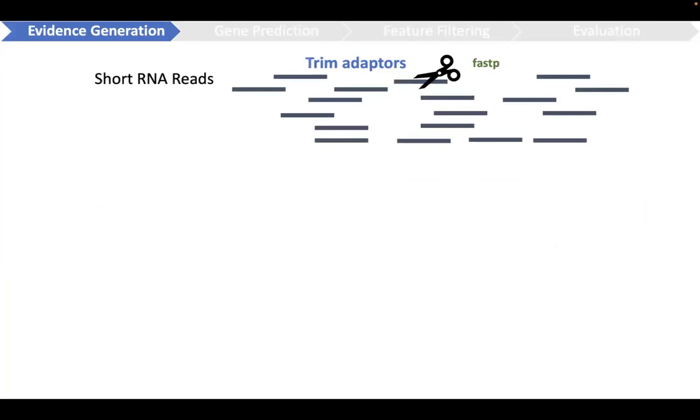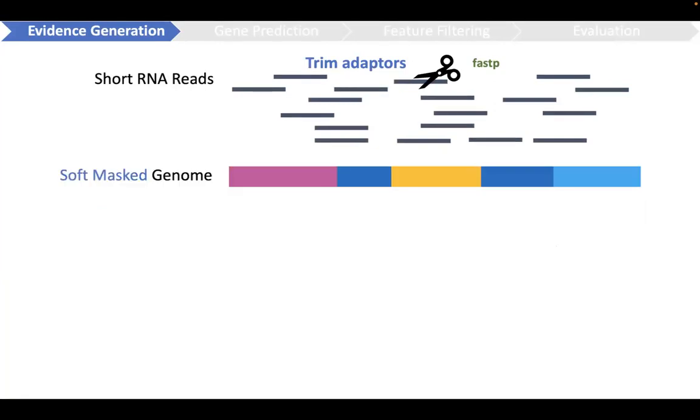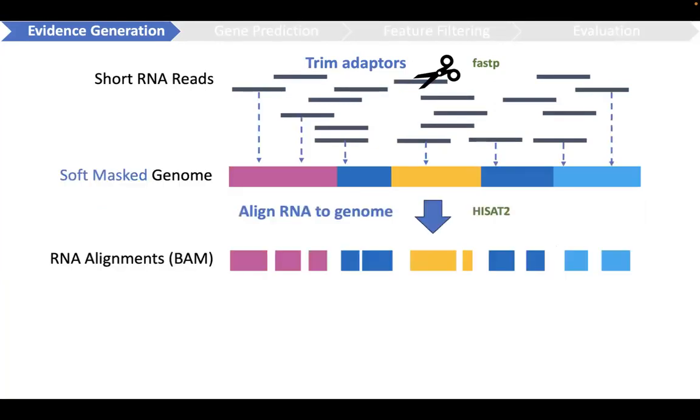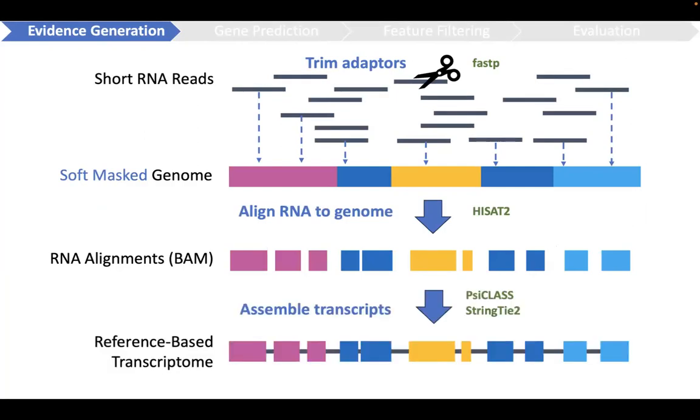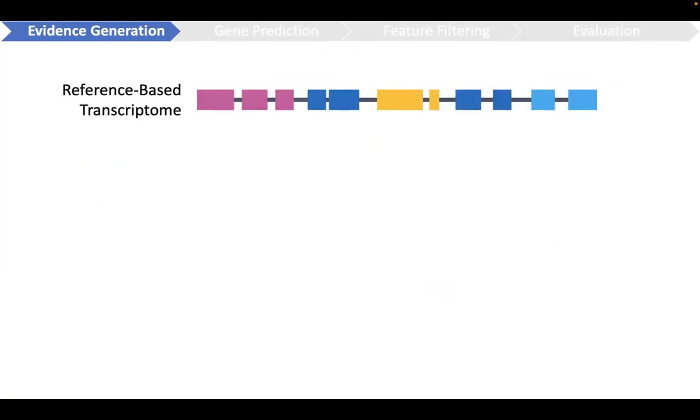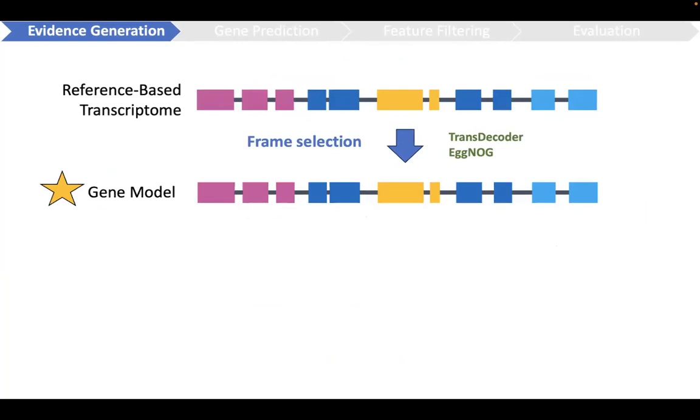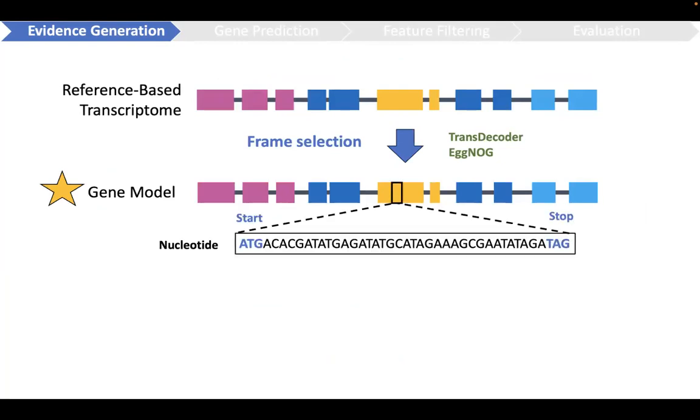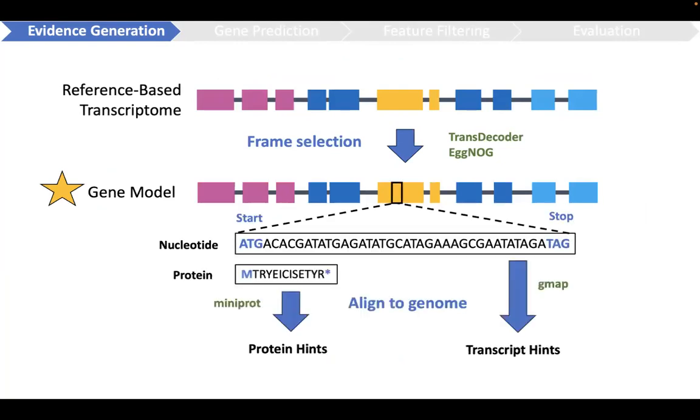From there, EASEL will trim the provided RNA reads and align them to the genome, and then assemble the alignments into transcripts utilizing a dual approach with PsiCLASS and StringTie2. The reference-based transcriptome is then frame selected and filtered by eggNOG protein homology, leaving us with our final gene model. The nucleotide and protein sequences are also aligned to the genome to generate hints for gene prediction improvement.